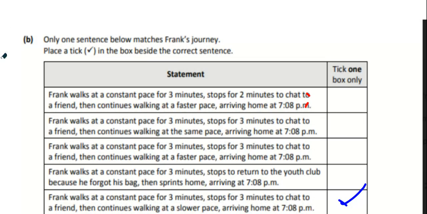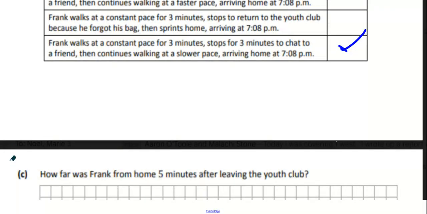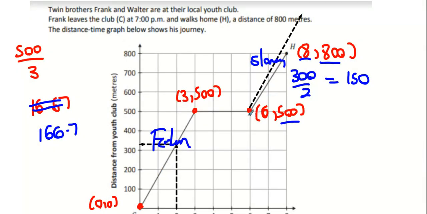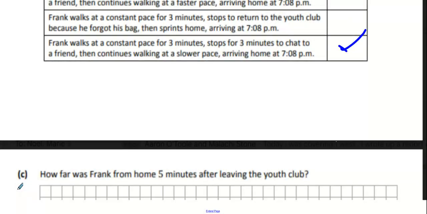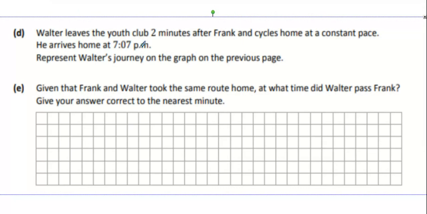Lads, next one. C. How far from home was he 5 minutes after leaving the U Club? Well, 5 minutes, you're still at the 500 mark, aren't you? So would everybody agree that that's 300 meters away from home? Okay, so you're 300 meters away from home. How far from home was he? 300 meters.